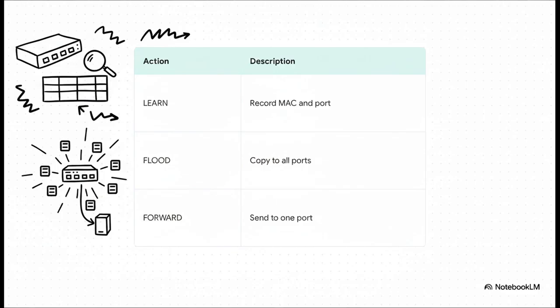Second, flood. Whenever the destination MAC is unknown to the switch, it copies the frame and blasts it out of every single port except the one it came from. And third, forward. When the destination MAC is known, it sends the frame only to that one specific port. Learn, flood, forward. That is the whole shebang.